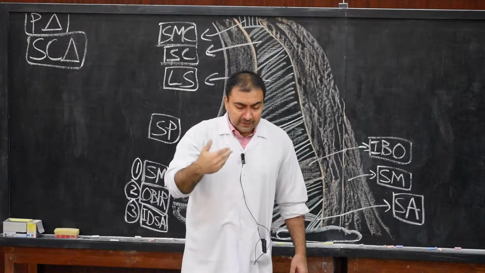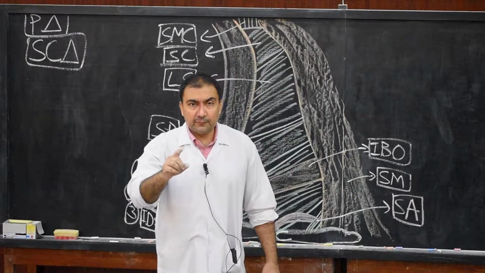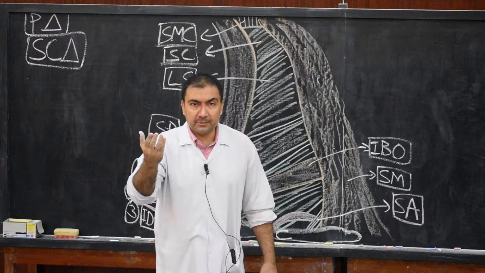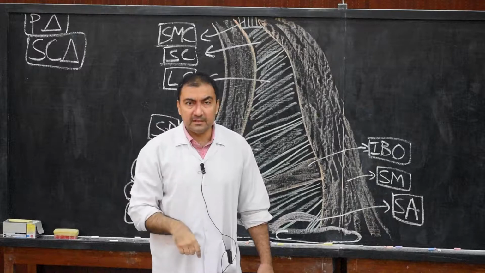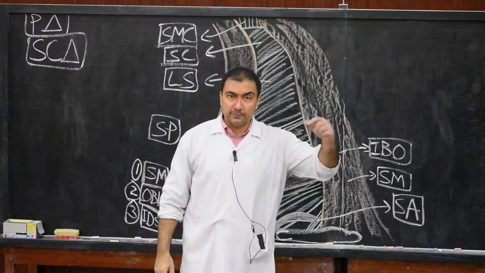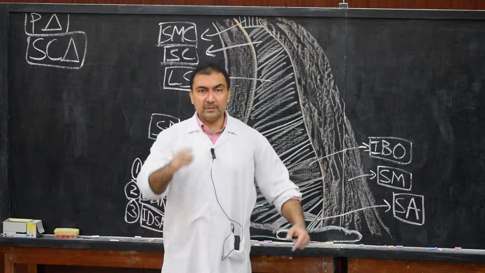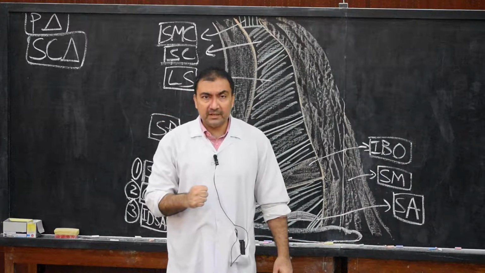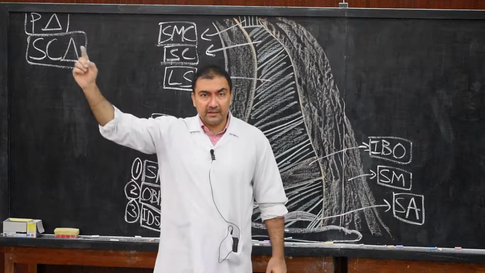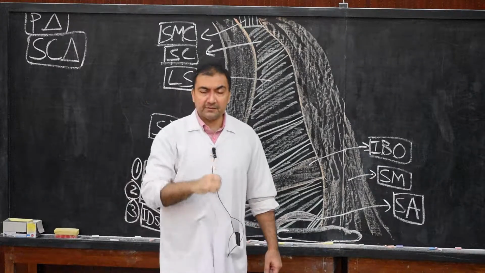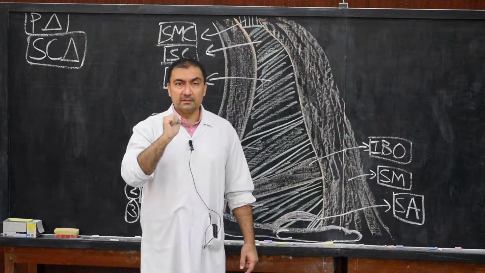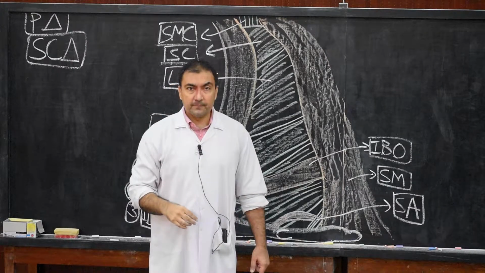Now in order to revise very fast, what are the branches of the first part of subclavian artery? Vertebral artery, internal thoracic artery, thyrocervical trunk, and costocervical trunk from the left side. What are the branches of the second part of the subclavian artery? Only one branch, costocervical trunk from the right side. And what are the branches of the third part of subclavian artery? Only one, dorsal scapular artery.